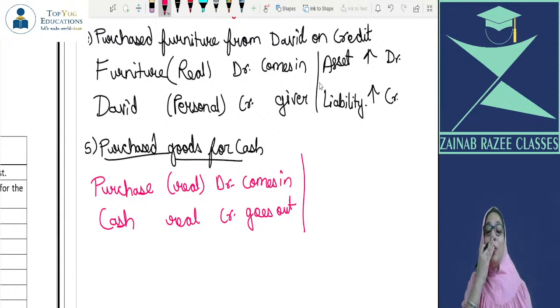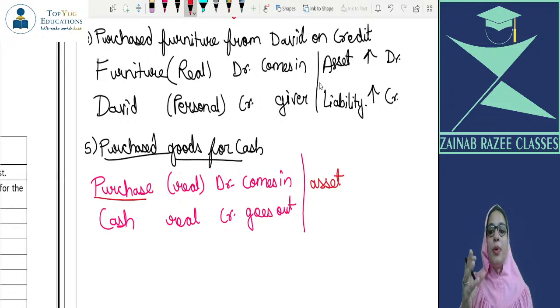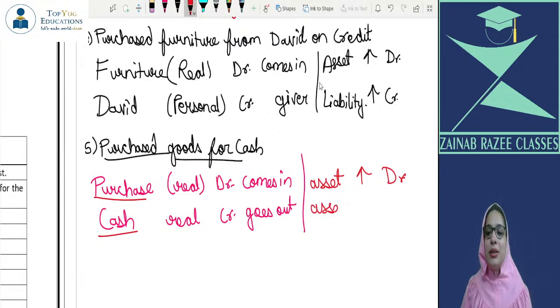Even now, see all of you, even from my modern approach, I will say purchase of goods is my asset only. I'm not saying it's an expense. The logic is the same here. Right now, the goods are my asset till the time I sell it. So purchase is my asset. Asset increases, debit. And cash is my asset, but here my cash is going out. My asset decreases. That is why credit. Okay. I hope I am clear with the traditional and the modern approach. Right?